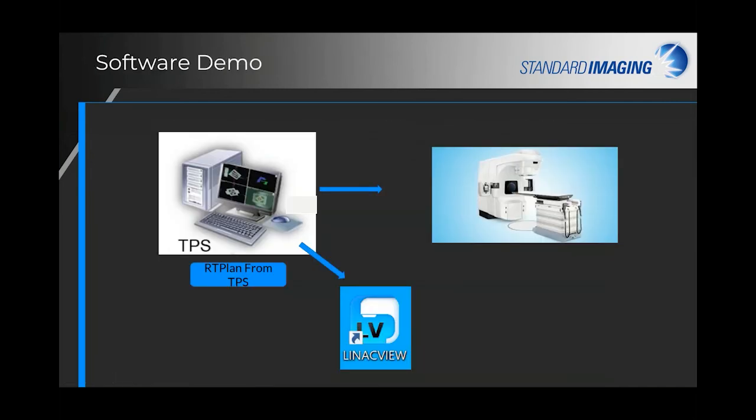Now I'm going to provide a brief software demo, but I want to give you some background about where we're beginning from. At this point in time, one will assume that the RT plan has been exported from the treatment planning system to LinacView, and it's also been exported to the record and verify system. And I'm going to go ahead and copy some log files into the system so that we can simulate the delivery options now.